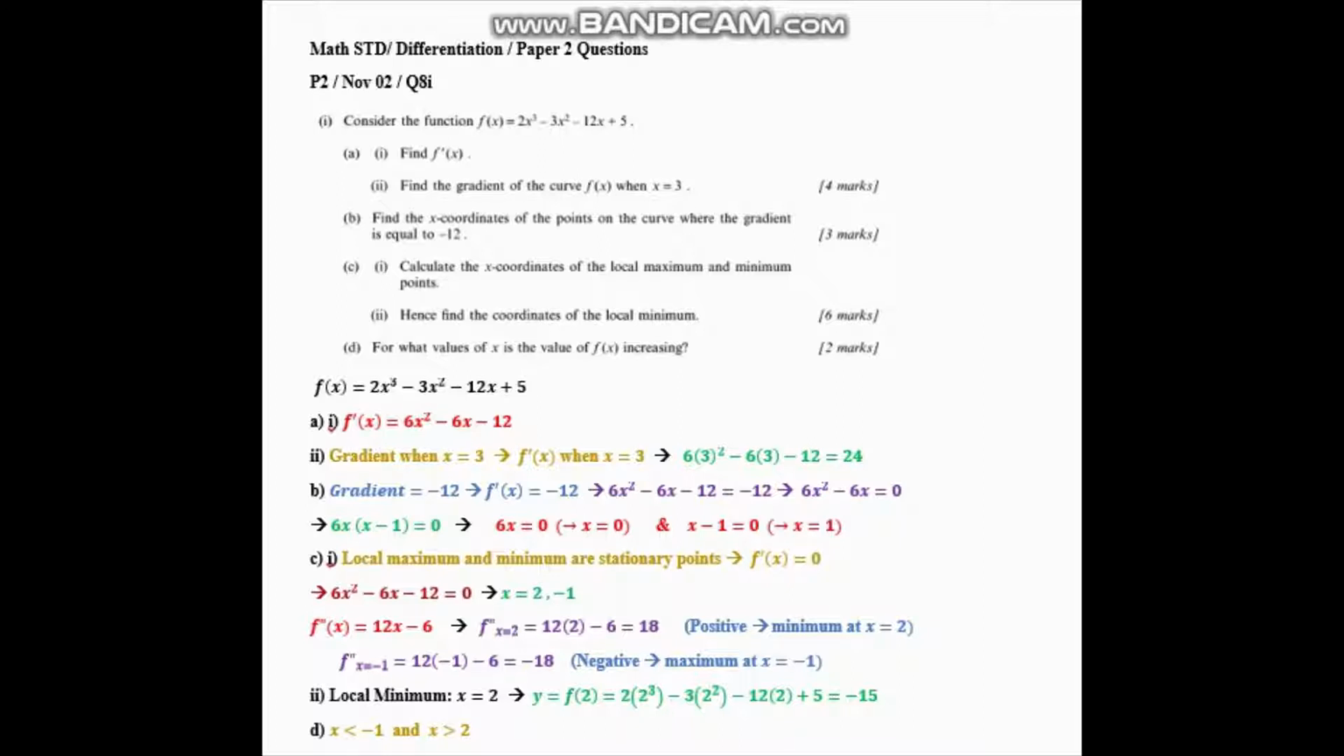In part (b)(ii), you are required to find the coordinates of the local minimum. You can do so using the GDC, or you can simply plug x equals 2 into the original function, which is right there in black, and this shall give you negative 15.